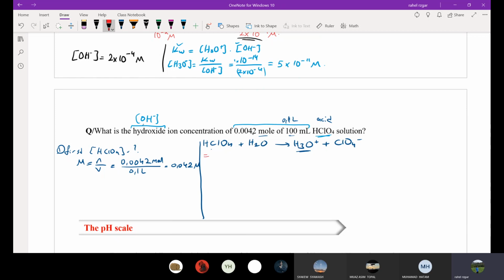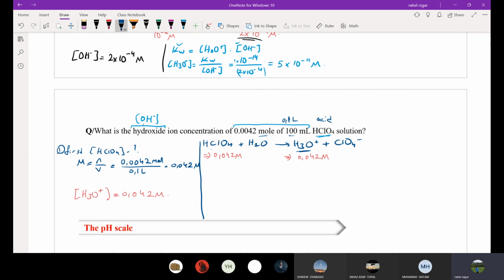Now the molarity of HClO4 is 0.042 molar. Then H3O is also the same, 0.042 molar. By doing so, we get the concentration of H3O, which is 0.042 molar. Okay.